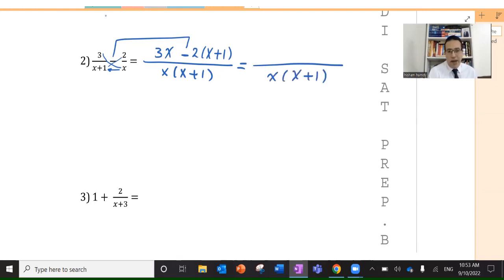And usually we don't expand the bracket in the denominator. Up: 3x. Negative 2 by x is negative 2x. And negative 2 by 1 is negative 2. Add the like terms. So it's x minus 2 divided by x multiply x plus 1.